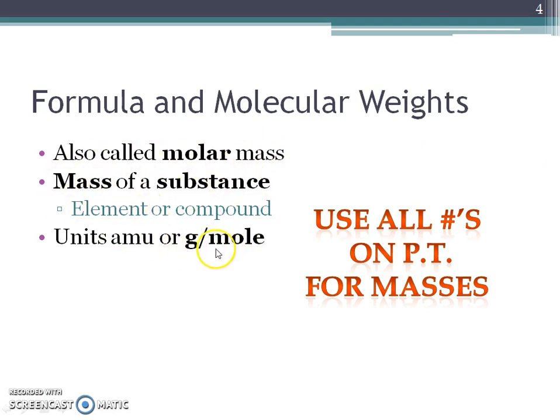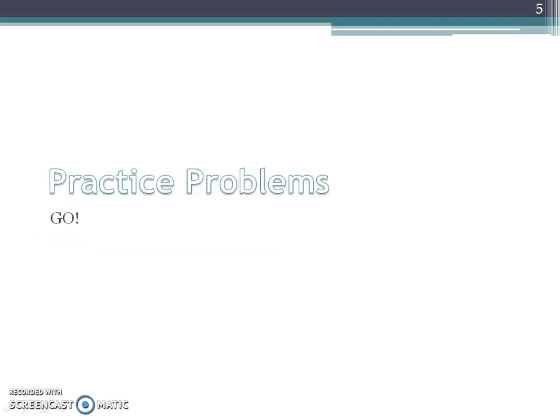We want to remember that our units are grams per mole and that we're going to be able to use grams per mole, these formula masses, in a conversion. And on the yellow periodic table that I gave you as a reference sheet, that's exactly the same reference sheet periodic table you're going to see on the AP exam. Use all those numbers that they give you for the masses. Don't round, don't do that. Use all of those decimals they give you.